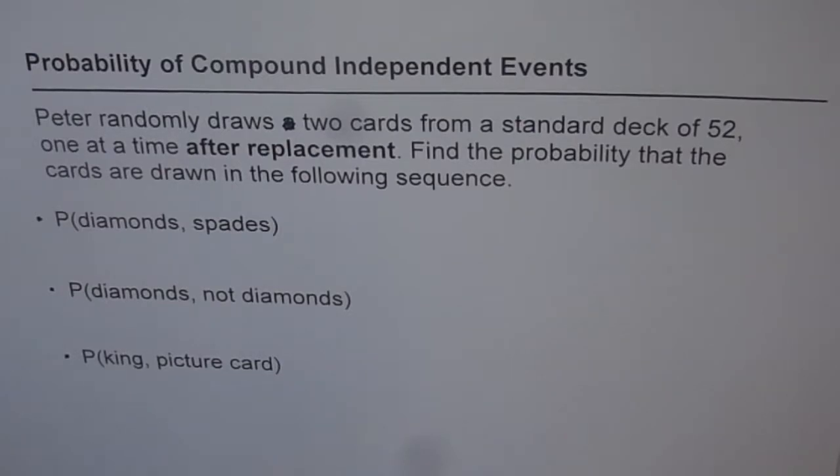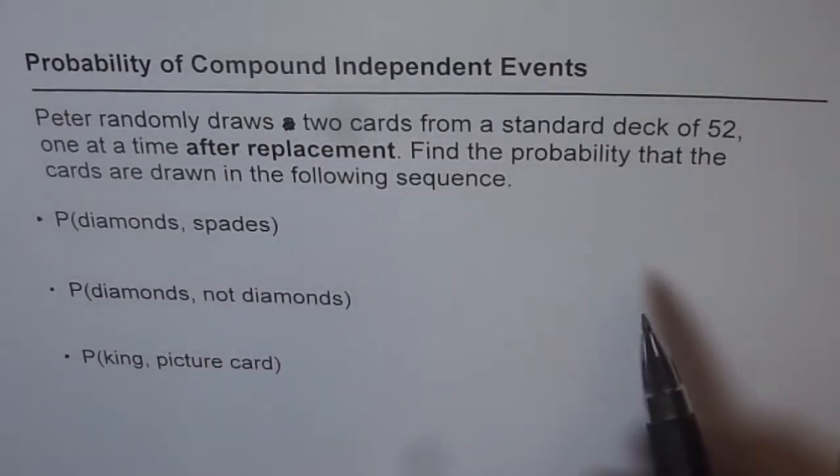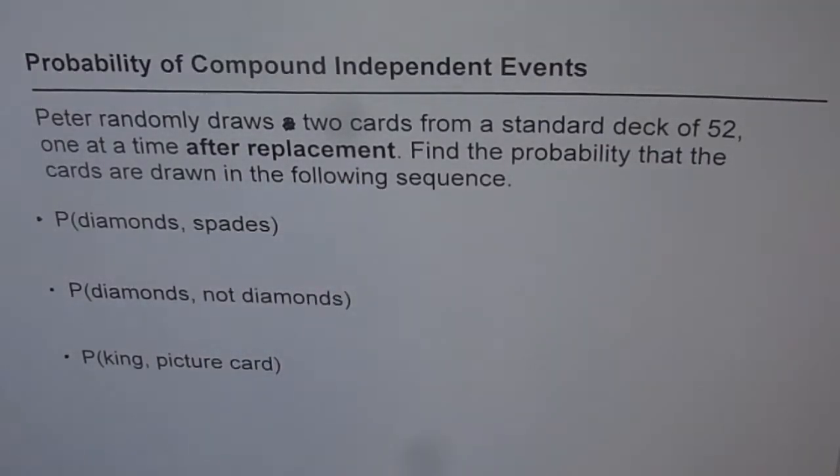Now this is an example of independent events. Why? Can you tell me that? It is an independent event since we are doing replacement of the card. So when you draw a card from a deck of 52 and then you replace it back into the deck, then the second draw is like an original draw, right? So it is independent of the first draw of cards. Nothing changes. So it is independent events. I hope you understand that point.